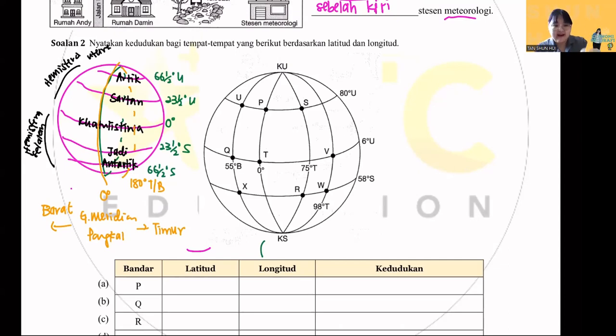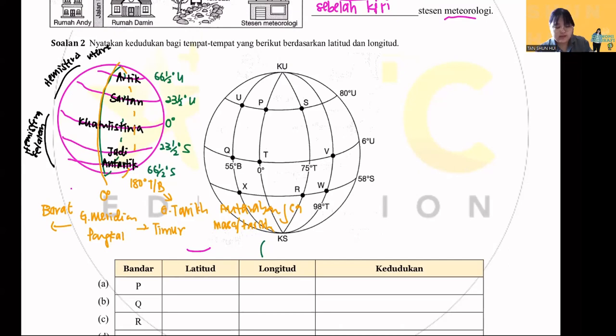So how about behind 180? We call it Garisan Tarikh Antarabangsa, the International Date Line. They split the date, so they separate time, they separate the date. Okay. Now don't worry if you feel, teacher, why is your handwriting so ugly? Don't worry. In the short notes in front there are complete pictures. No worry, okay?